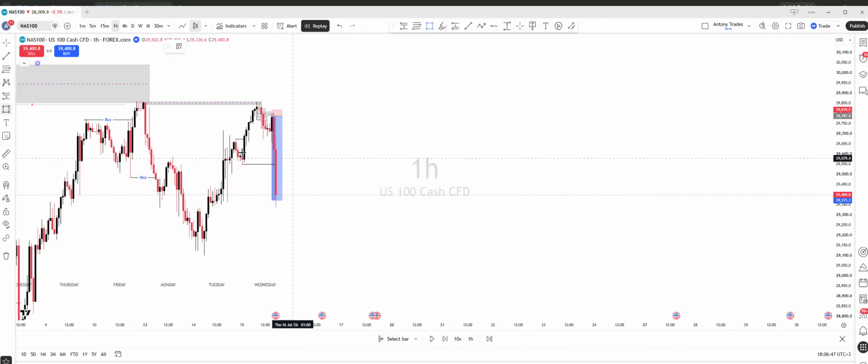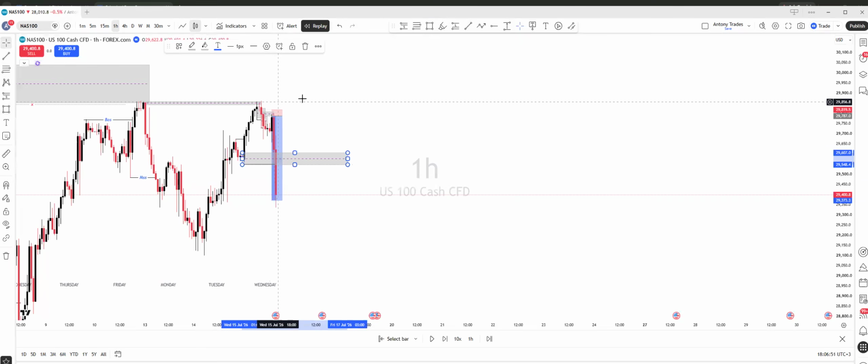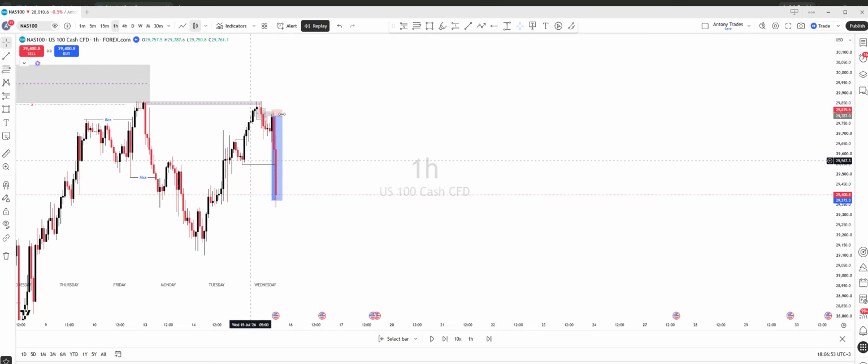So I saw we had an internal change of character. Then I marked this one as my breaker block. So that was my PO high. So I marked that as my breaker block. Let me remove this entry. We have this breaker block here.